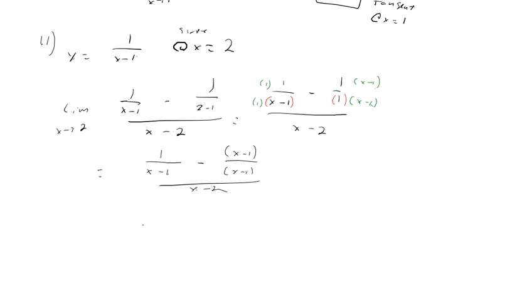When I combine these together, this top part is going to be 1 minus parentheses x minus 1, over x minus 1. It's important to keep this parenthesis here because you're subtracting this entire piece, right? It's a minus this entire piece, over x minus 2.